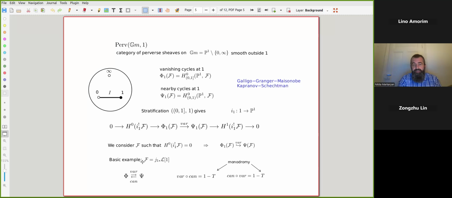So the basic example is the extension by star at 1 of a shifted local system outside 3 points. So you can restrict yourself to thinking only about this kind of perverse sheaves. So we have a local system and extend by asterisk.